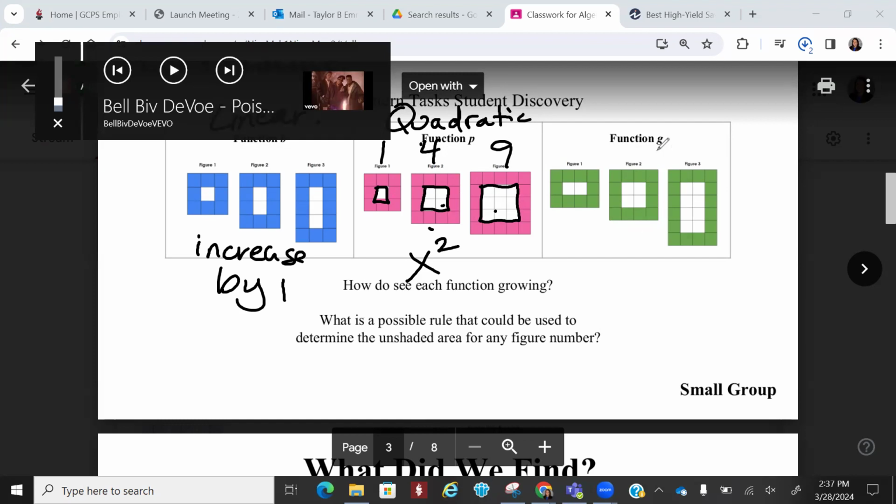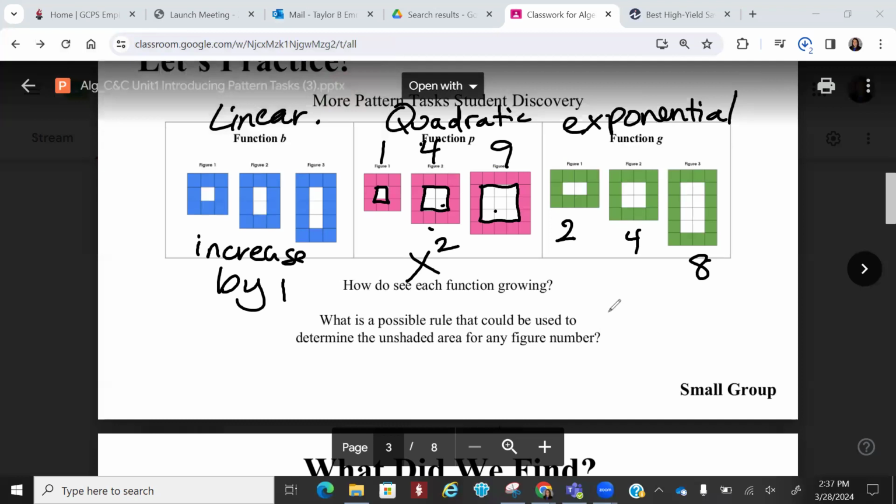Okay. Function G, we started off with two, then we got four, and then we got eight. So what is this one doing? Two, four, eight. Multiply by two. This is what we're going to call an exponential. So multiply by two.